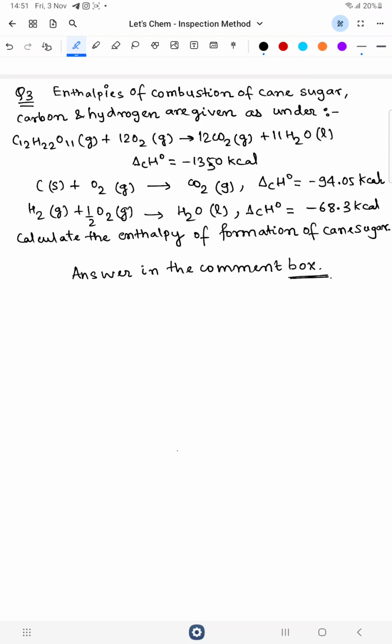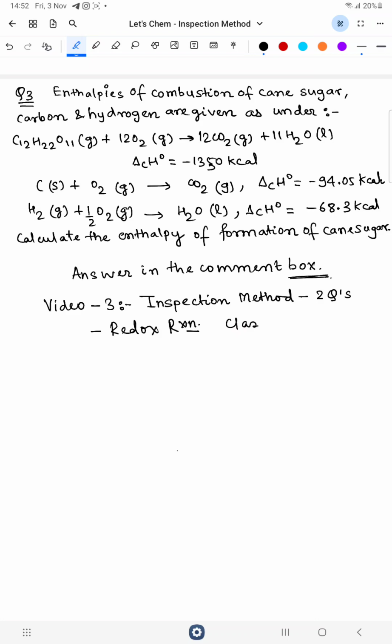So next class, what we are going to do in next video, that is video number 3. We will keep on doing inspection method. 2 more questions we'll do, and after that I'll tell you a very important basic concept of redox. So right now I am concentrating on class 11th only, then slowly we'll move on to organic chemistry and topics of grade 12th.